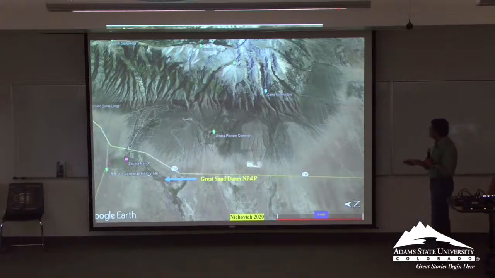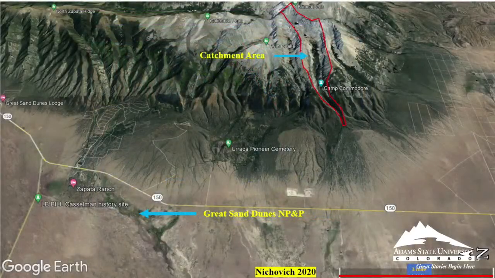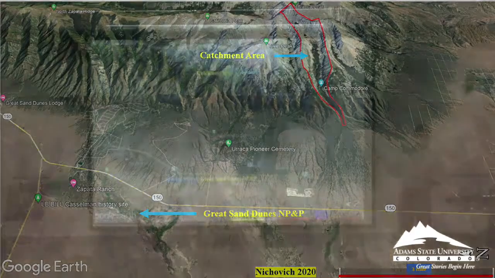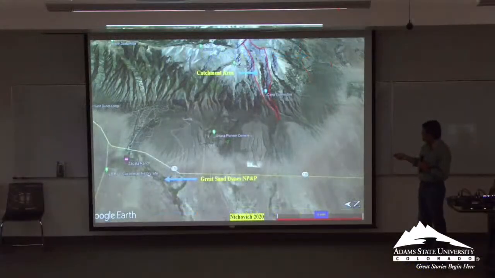So here is the catchment area for the Hallbrook Creek fan. The catchment area, just to remind ourselves, is the area where sediments are being picked up by the stream. And this is also an erosional landform. It's the valley. And it's depositing sediment in this feature here, which is our alluvial fan. That is the approximate boundary of the fan.